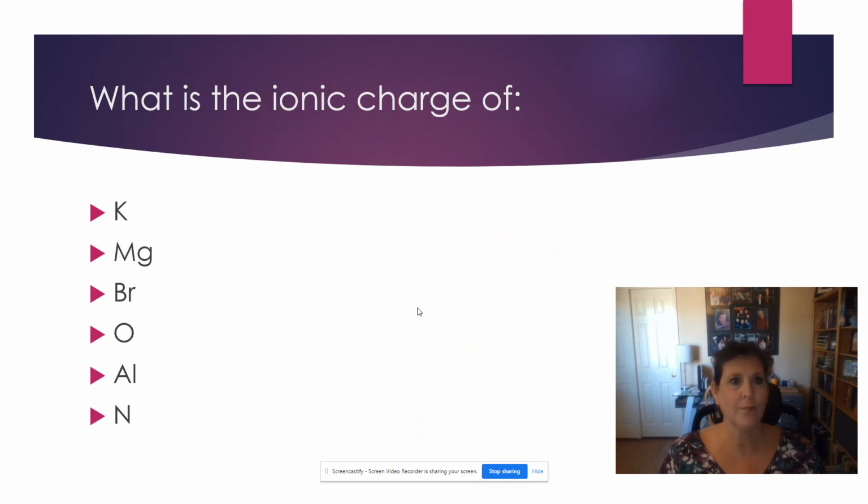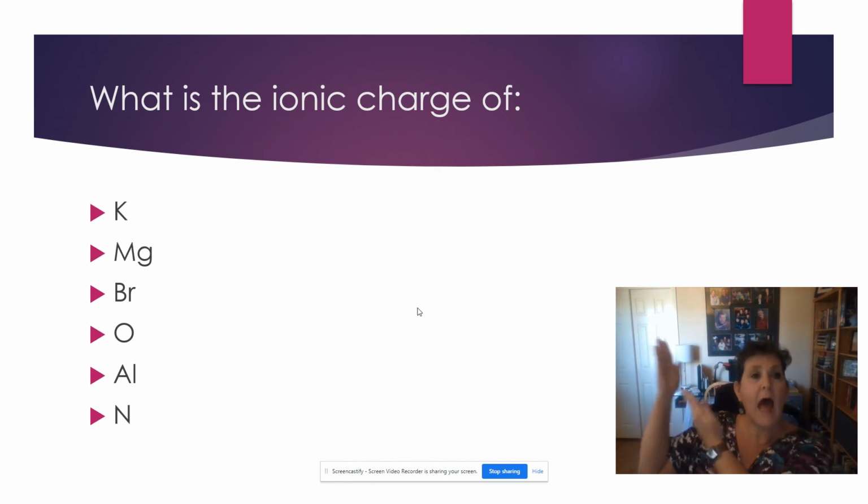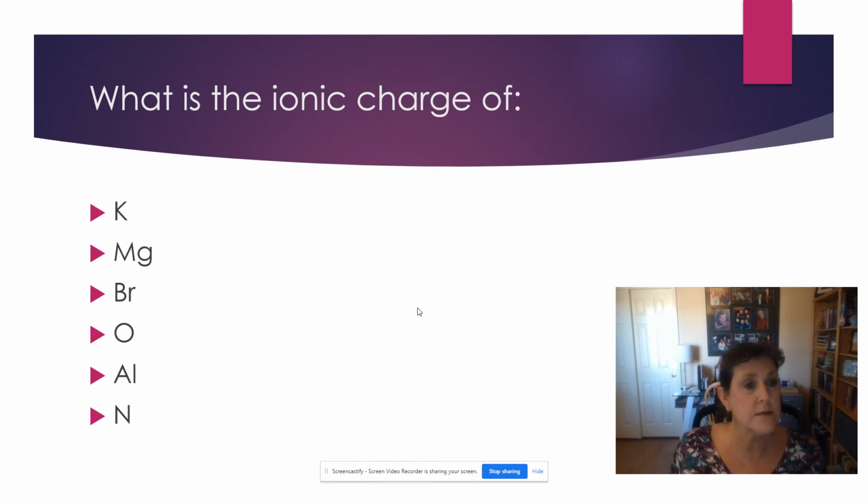Excellent. So now that your periodic table is labeled, let's look at the ionic charge of these atoms when they become ions. So when K, which is potassium, becomes an ion, what is its charge? Find it in the table. It's in the first column, isn't it? Column 1A. So that means it's +1. What about Mg? Did you find it? It's in column 2A, right? So that means it's a +2.